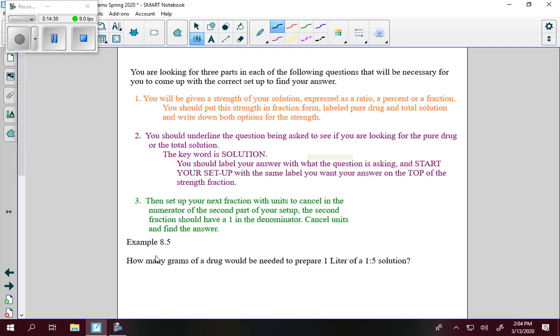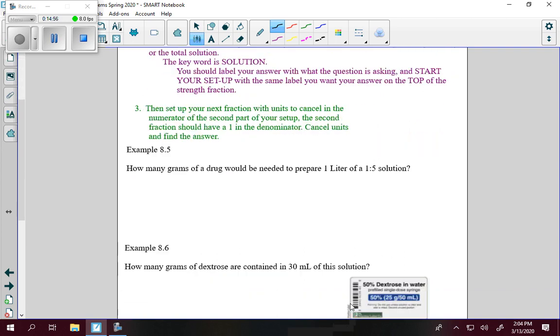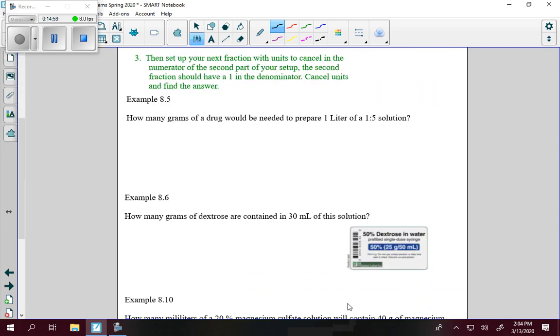All right, so here you are looking for 3 parts in each of the following questions that will be necessary for you to come up with the correct setup for your answers. You will be given a strength of your solution expressed as a ratio, percent, or fraction. You should put this strength in fraction form, label pure drug and total solution, and write down both options for the strength. Let's do step 1, and then we'll go see what step 2 says.